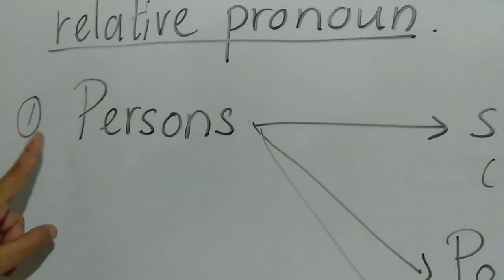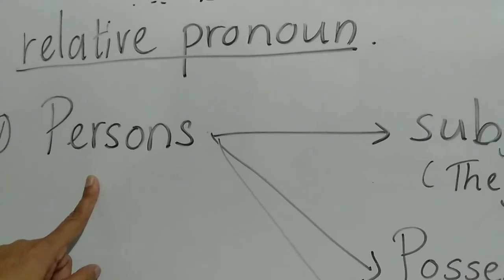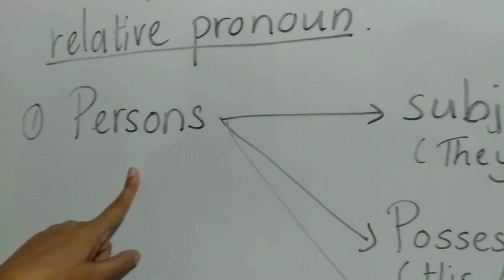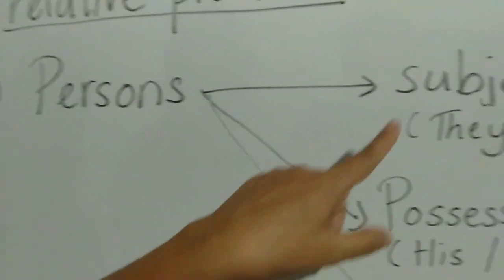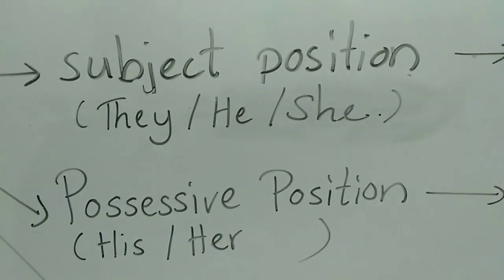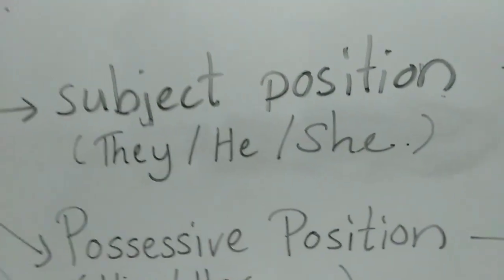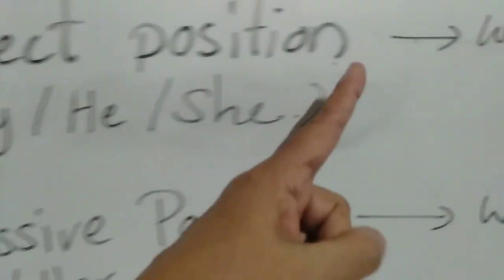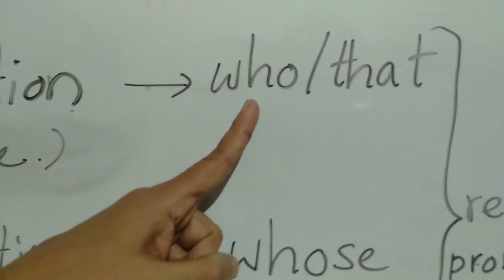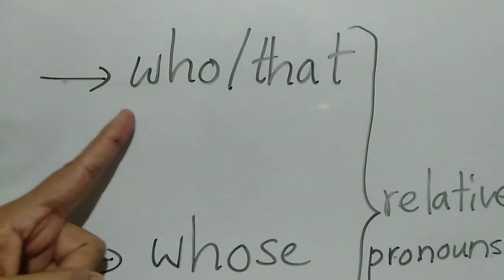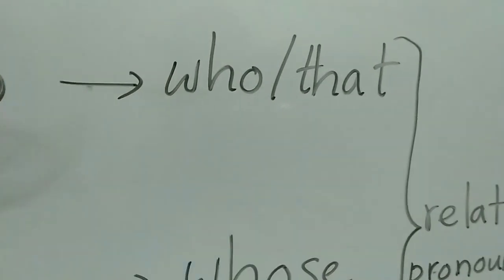First I take persons. What are the relative pronouns we have to use for persons? First I take the subject position. You know what the subject pronouns are? They, he, she. Then we use who or that for the subject pronouns. You remember this? Who or that.